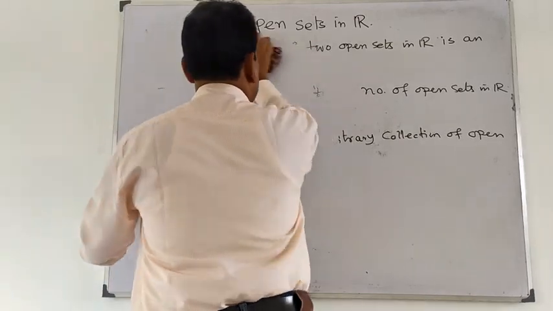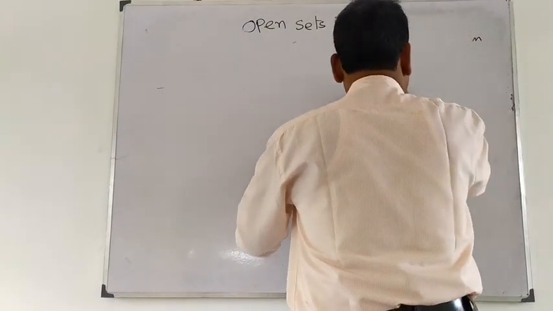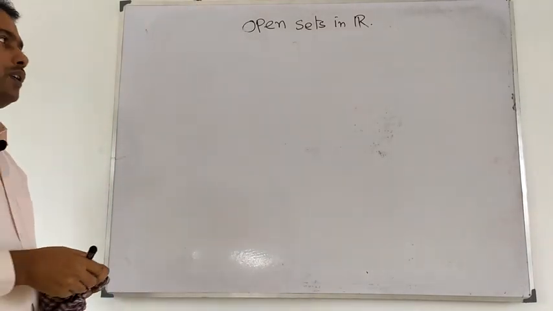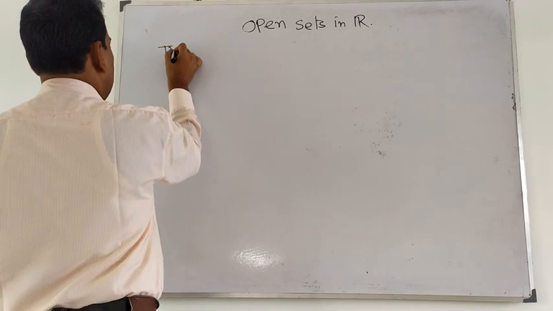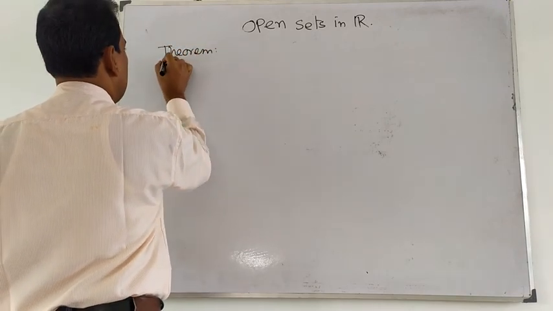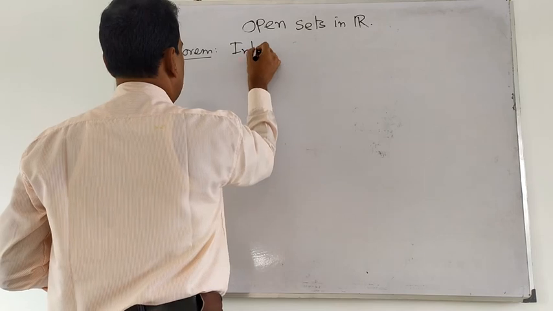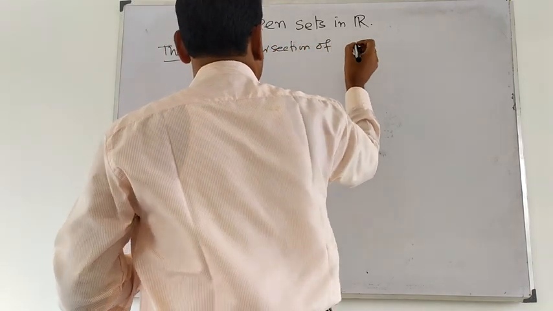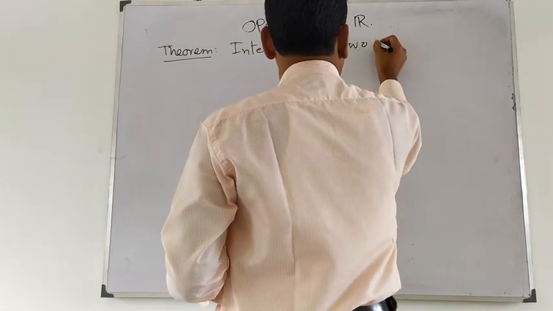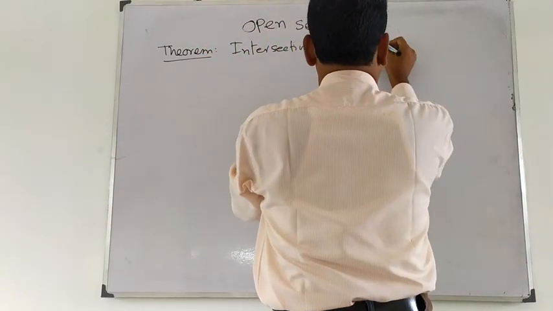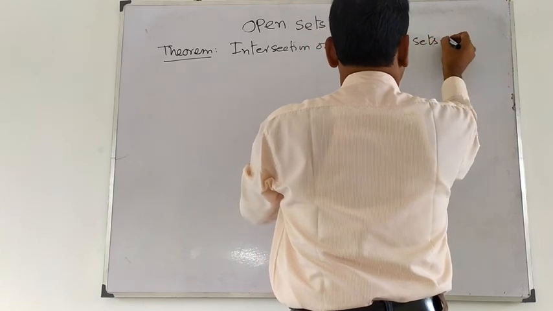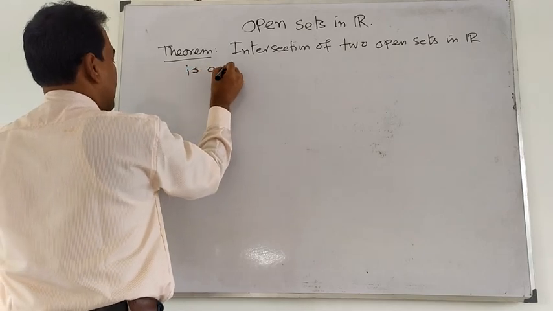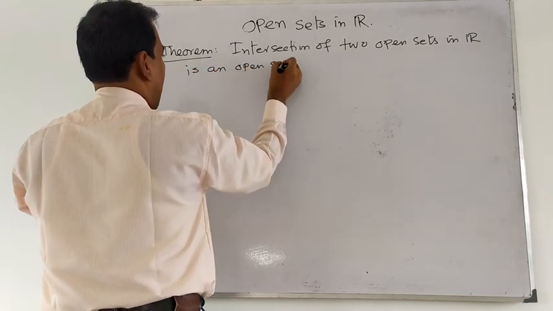Now, if we take the intersection of two open sets, is it open or not? Our next theorem is: the intersection of two open sets in R is an open set in R.